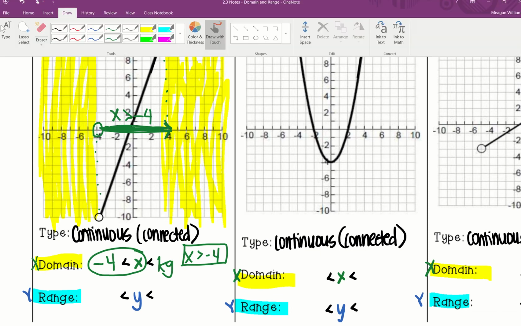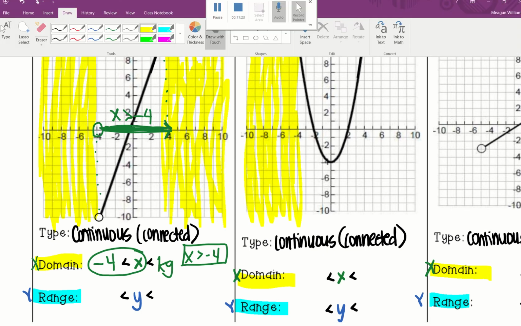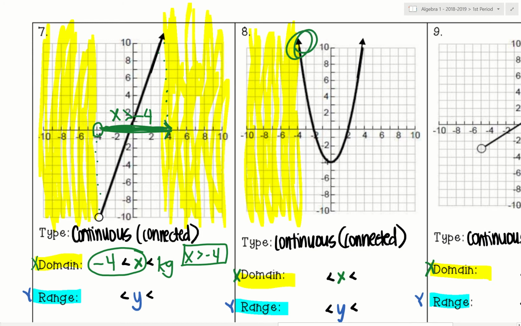Okay? Let's look at number 8. Left side. Strong side. Nobody said it. Nobody else like that movie? Remember the Titans.